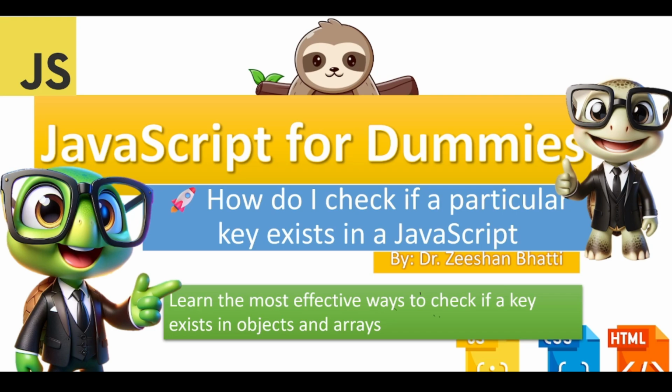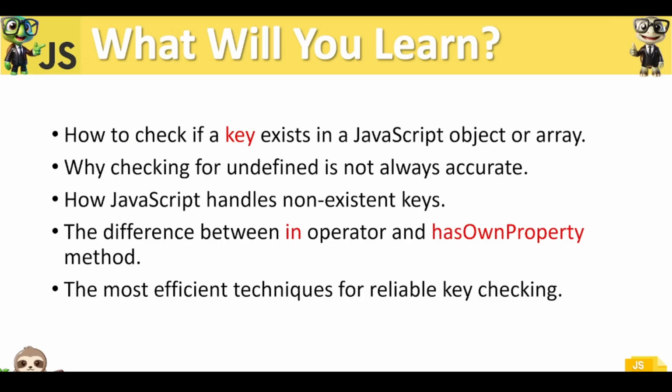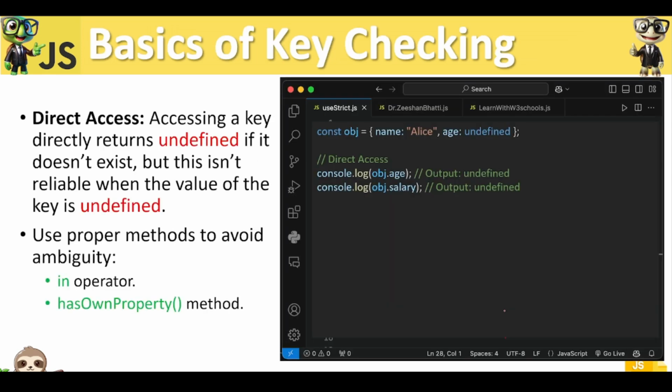Let's begin. Now, what will you basically learn in this case? Today, we're going to talk about how to check if a key exists in a JavaScript object or an array, why checking for undefined is not always accurate, and how JavaScript handles non-existing keys. We'll also see the difference between the in operator and the hasOwnProperty method, the most effective technique for reliable key checking. So lots to talk about. Let's get on with it.